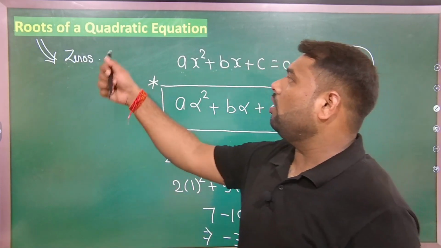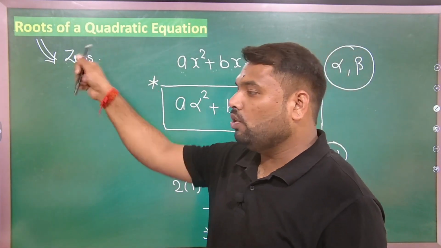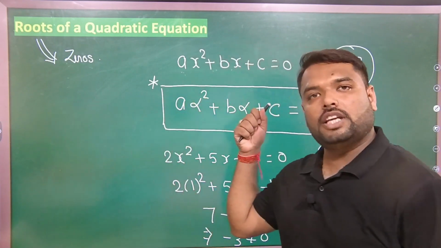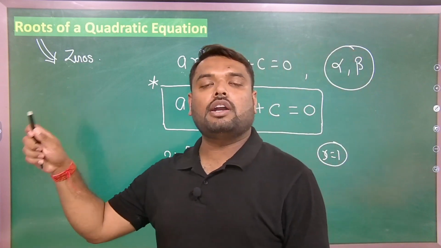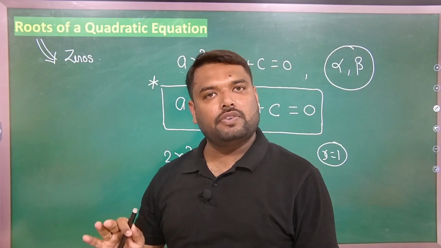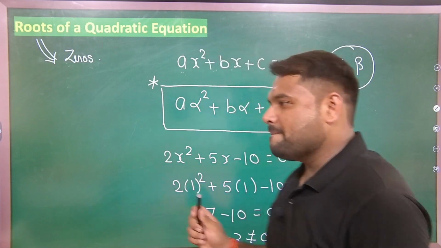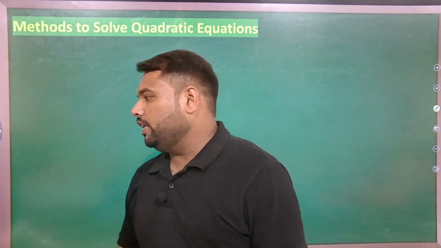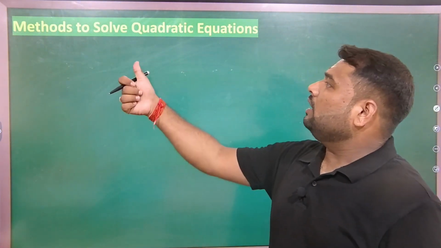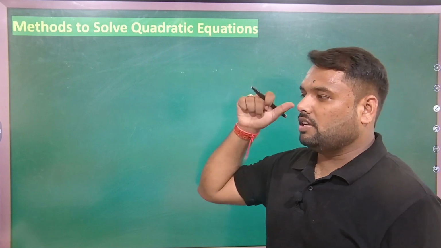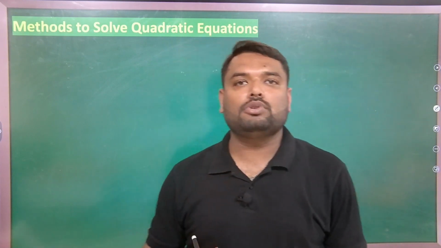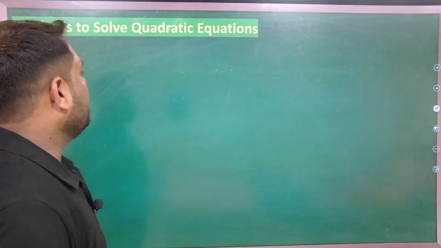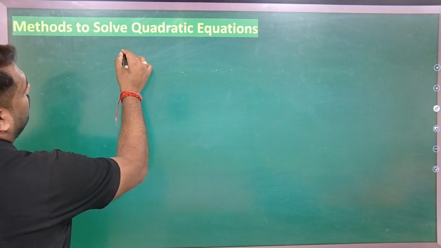What is a root of a quadratic equation, or what is a zero of a quadratic equation? The value of x for which the equation becomes 0 will be the root or zeros of the quadratic equation. Got the point? Okay, now we are going to discuss what are the methods to solve a quadratic equation, for finding the roots of a quadratic equation. You have total 4 methods.